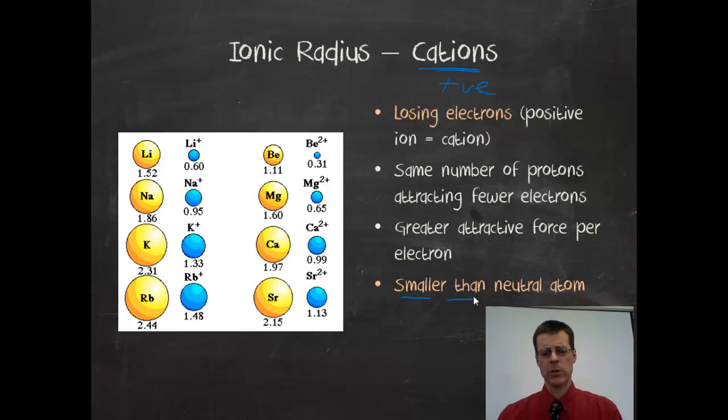More importantly for us is the trend itself, that the positive ion is always smaller. And if I look at, say, a positive 1 ion here at sodium and a positive 2 ion with magnesium, I notice that the more positive it is, the smaller it is. And that comes back to this piece, greater attractive force per electron.